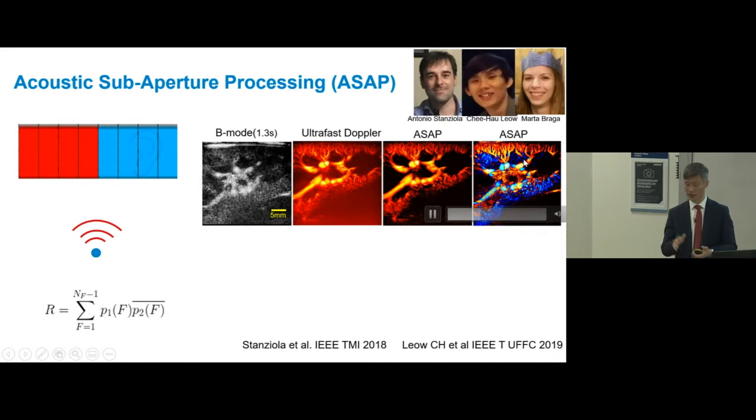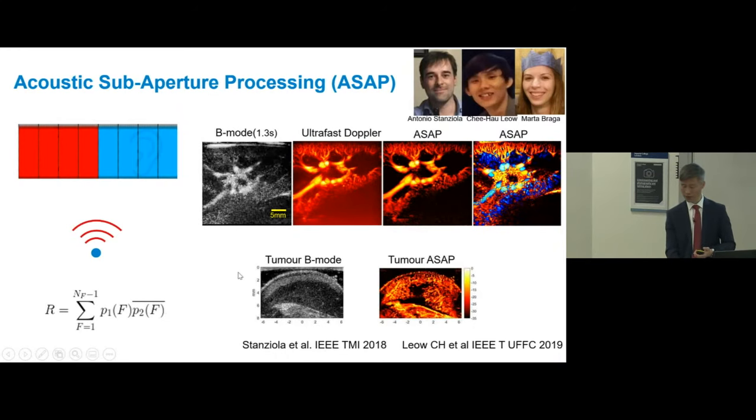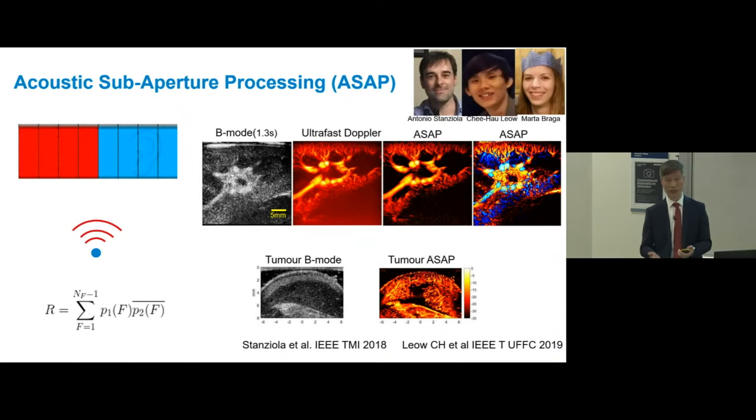The microvascular color tells you which direction the flow is going. We also applied this to a cancer model. In cancer, one thing that interests a lot of people is the heterogeneity of the cancer. In the traditional B-mode structure image, you see quite a homogeneous region in the cancer. But if you look at this ASAP microvascular image, there's a remarkable heterogeneity in it, which could really help us understand the cancer and potentially better treat it.